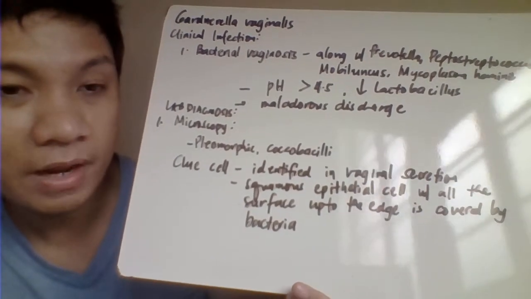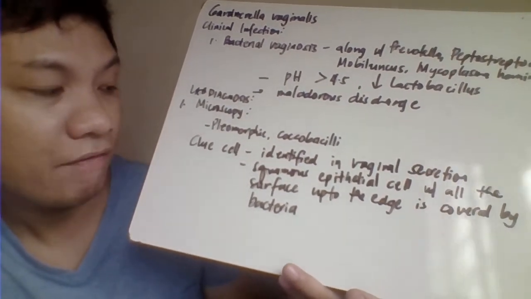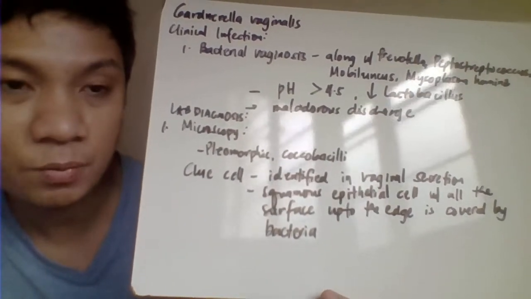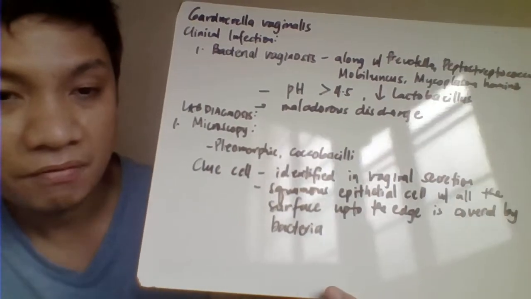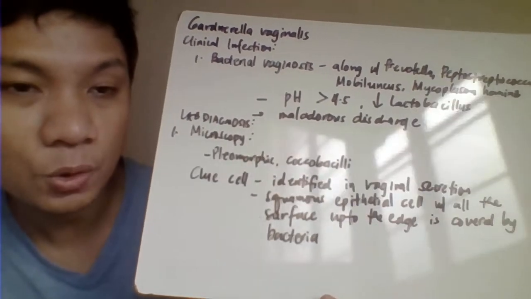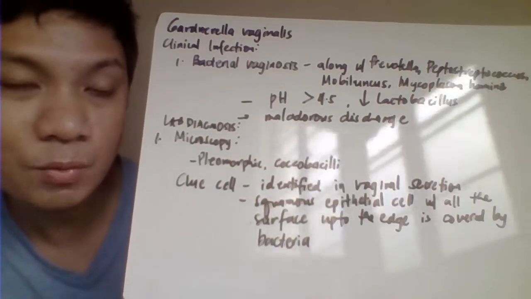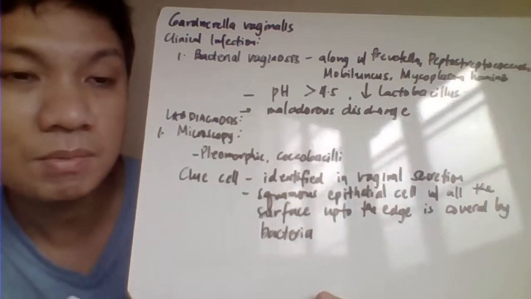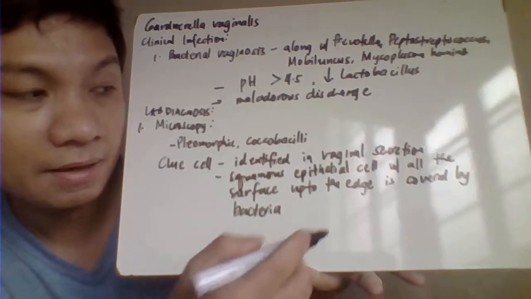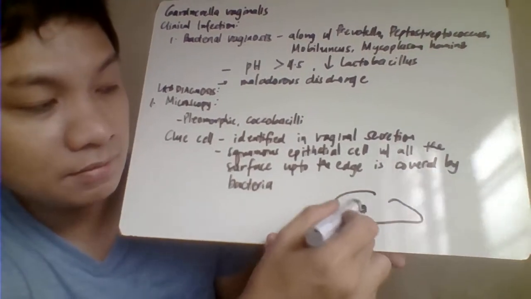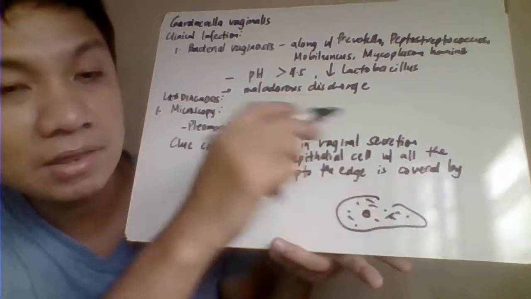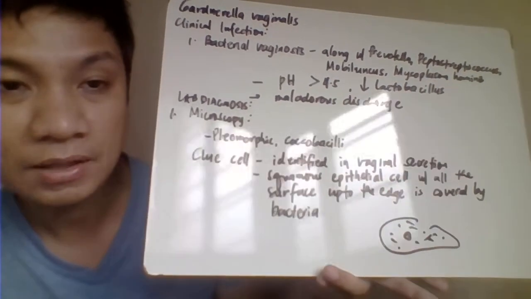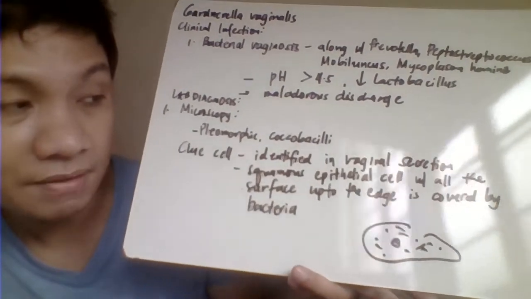And that one would eventually be identified also by your wet mount preparation with your vaginal secretions for identification of the presence of your clue cell. A clue cell is just a squamous epithelial cell wherein the entire surface of our squamous epithelial cell is covered by your bacteria. So, if this is our squamous cell, okay, throughout that, there is bacteria. That's your clue cells that would identify your Gardnerella vaginalis infection.